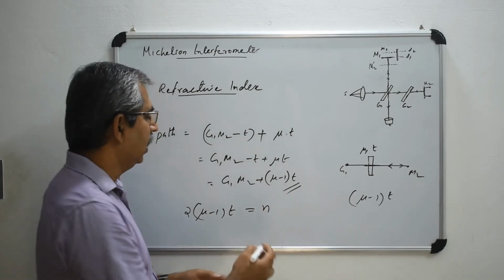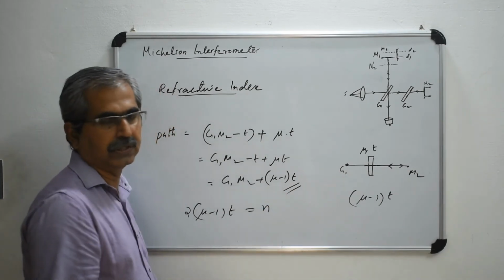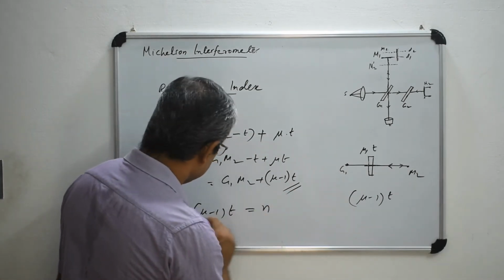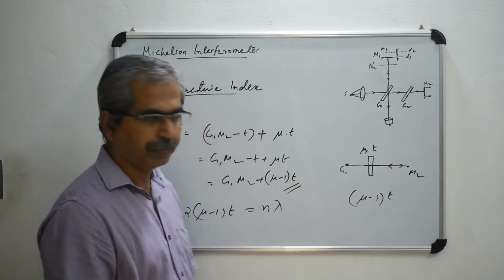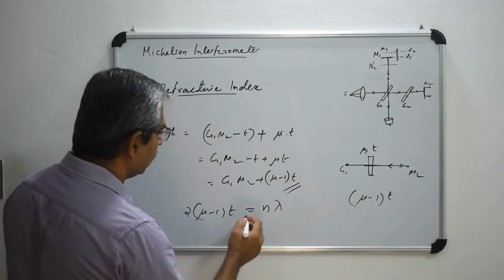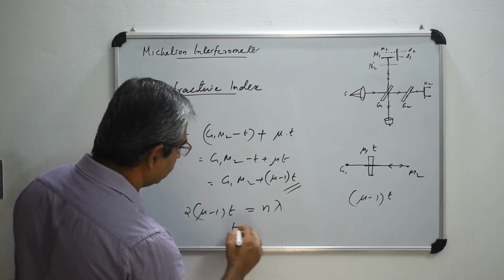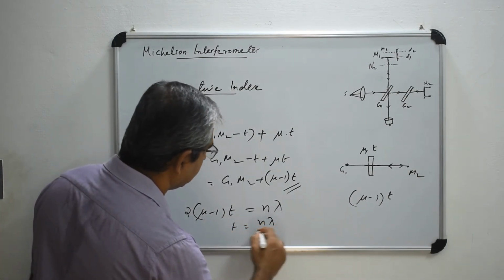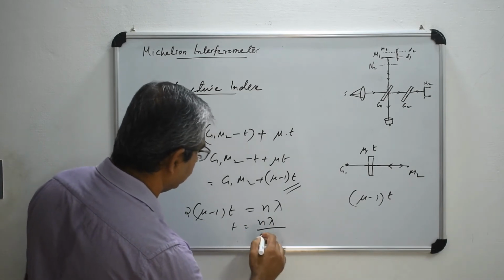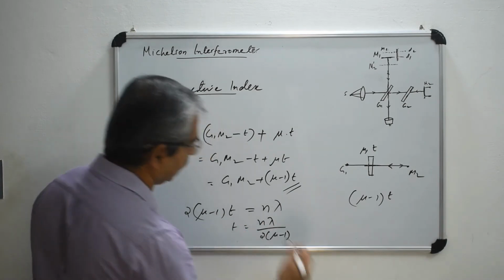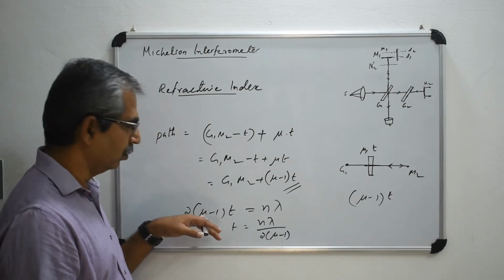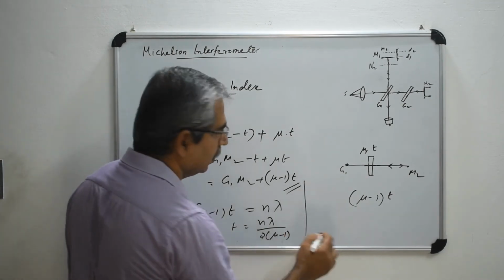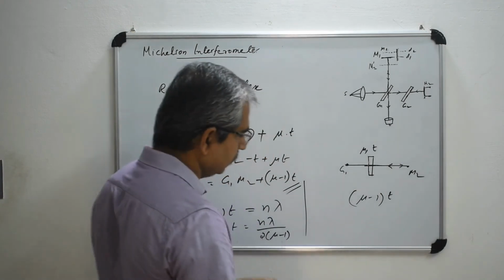Fringes will be formed. Suppose n is the number of fringes that are formed, then you can write 2 into mu minus 1 into T is equal to n lambda. Or you can say T is equal to n lambda divided by 2 into mu minus 1. If you want to find the value of mu, what will be the equation?